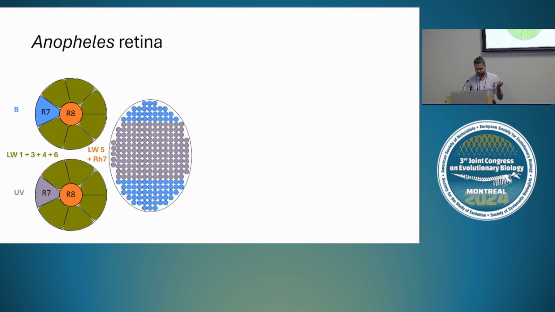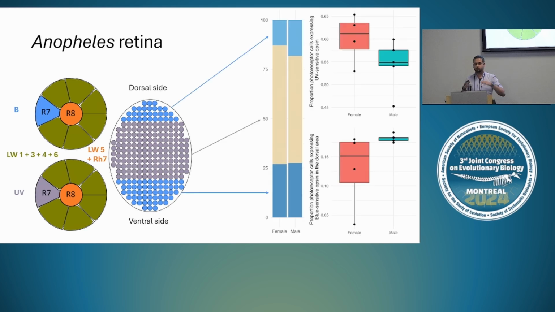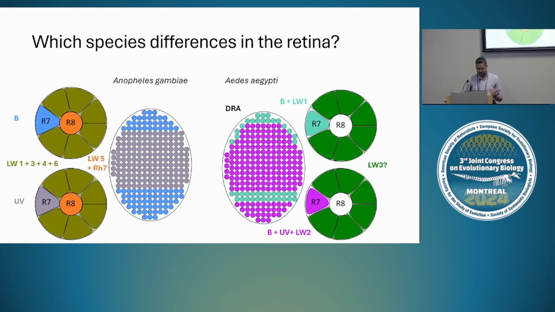opsin genes. And so what we thought is that maybe we have a difference in the proportion of the stripe between male and female. We did some quick analysis with a few individuals. What we see for now is a trend that the dorsal blue stripe is smaller in females compared to males, but this is not significant until now.